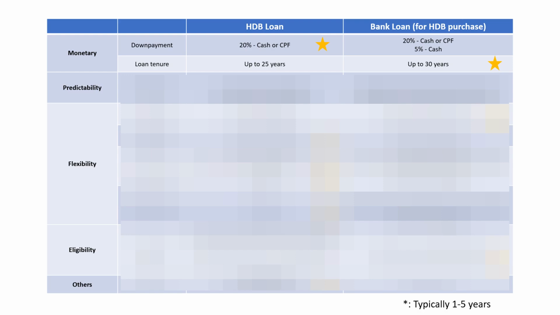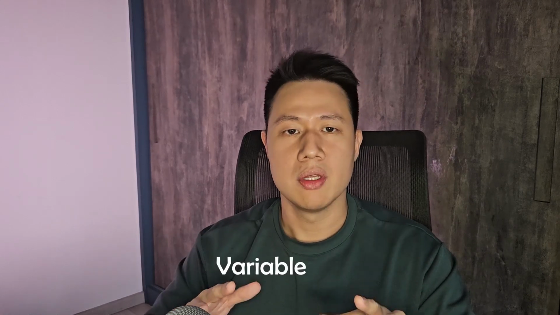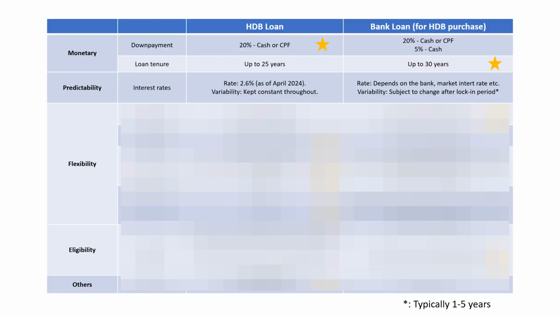Another very large component that you need to consider is the interest rates. For a HDB loan, you have a fixed interest rate of 2.6% as of the time of recording in April 2024. The interest rate of a bank loan, however, is variable. That means that it depends on when you start the loan, what package you sign, and this number is also subject to change throughout the entire tenure of your loan. The number that you see at the start may not be the number 5 years down the road or even 10 years down the road.